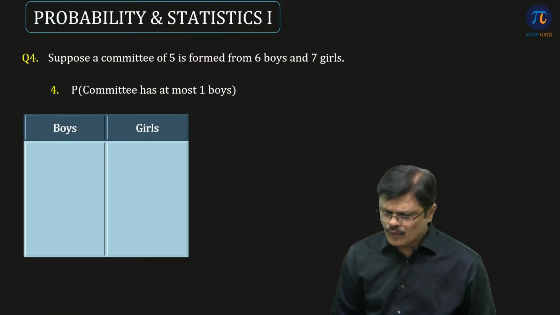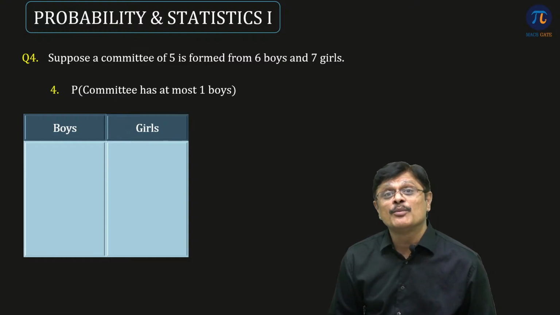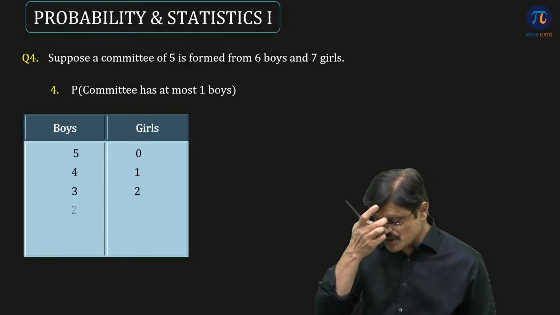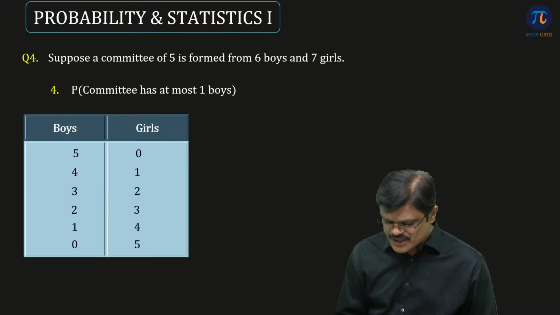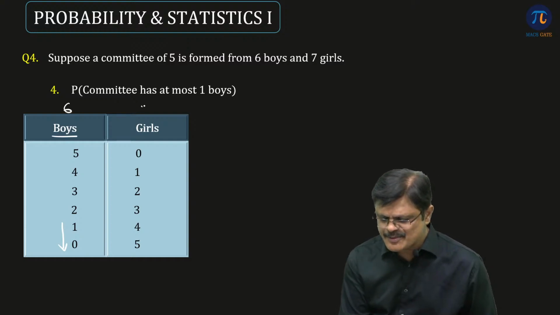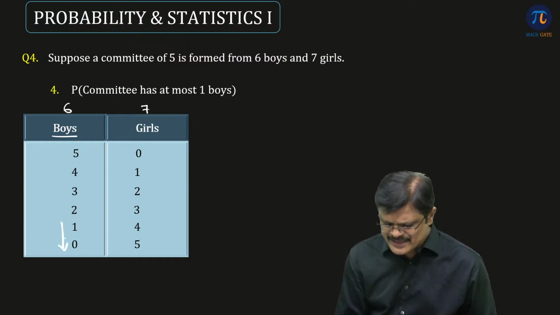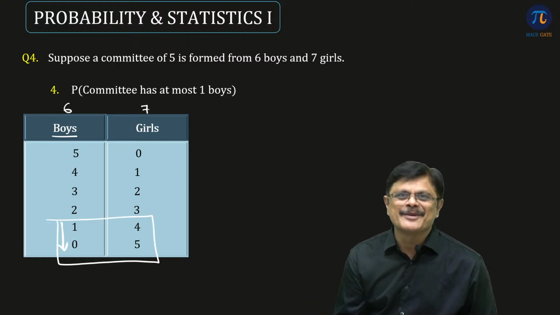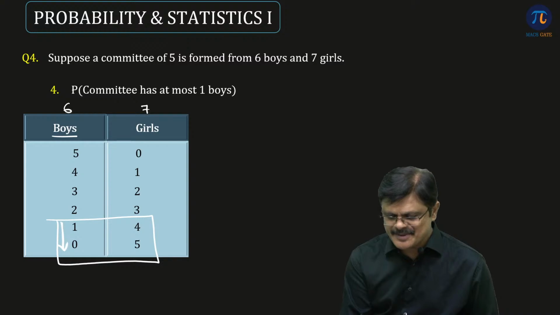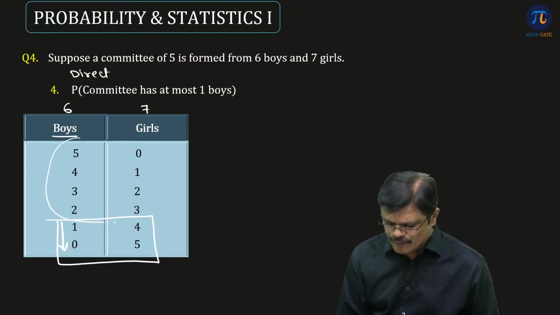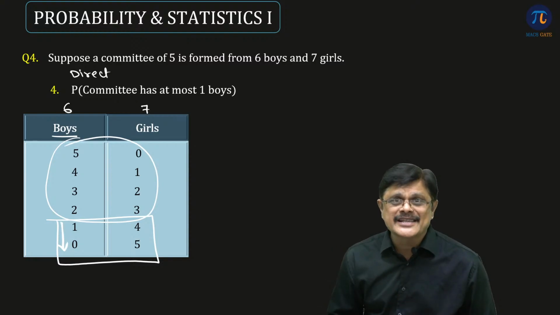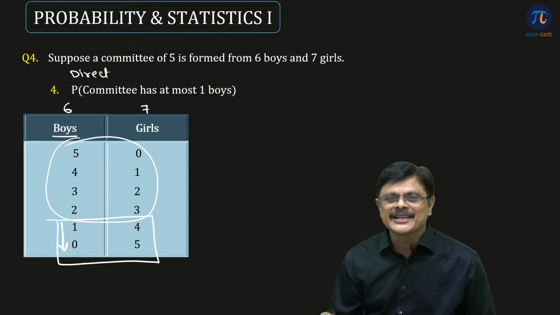The next one, what is the probability that the committee has at most 1 boy? See, at most 1 boy means what, sir? These are the situations, 1 or fewer boys. So this is boys, we have 6 boys, 7 girls. At most 1 means these 2 situations. Actually here, the direct method is much better. Don't go for indirect, because indirect is costly. 1 minus all these 4 cases you have to do. Here the direct method is simple.